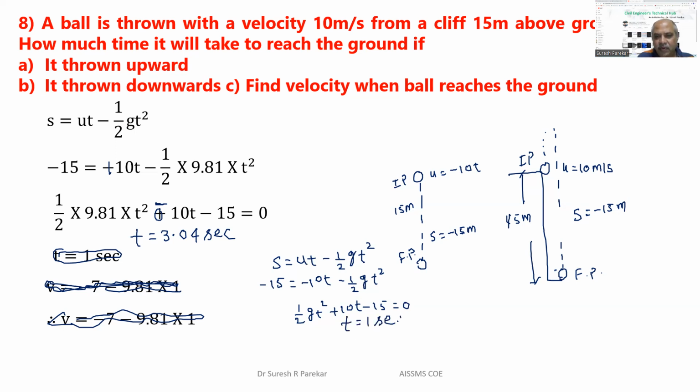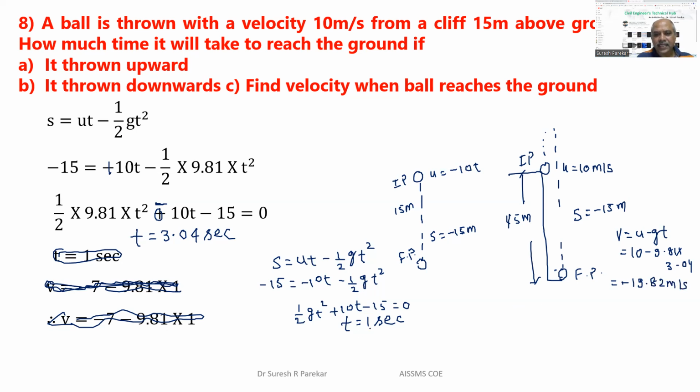Obviously, it is coming downward. Now, if we find the velocity in this case, then we have v equal to u minus g t. And u we have 10, plus minus 9.81 into 3.04. And from this we will get the value of v, that is 10 minus 9.81 into 3.04. So this value we have is minus 19.82 meter per second.